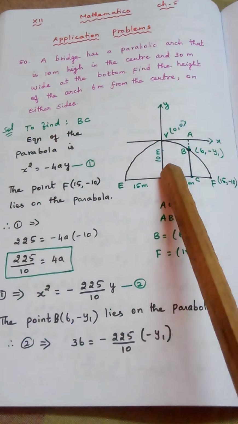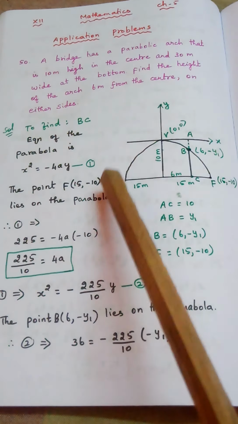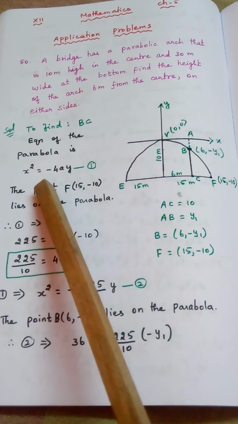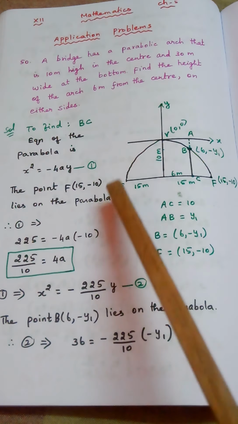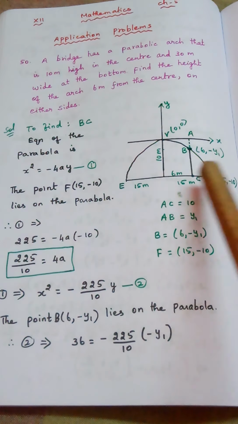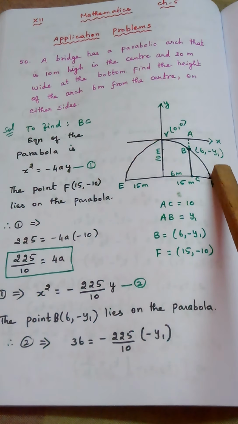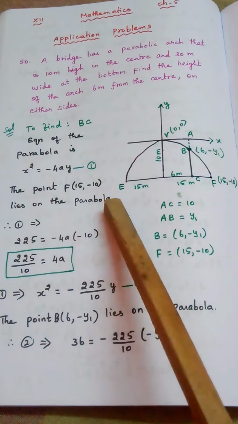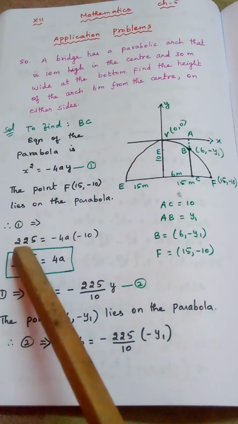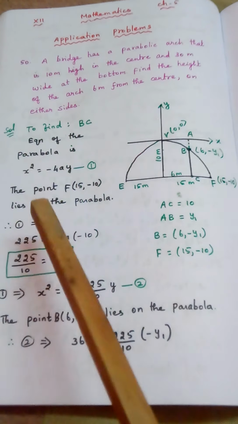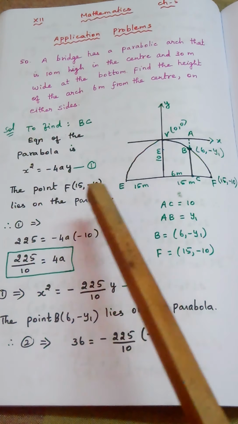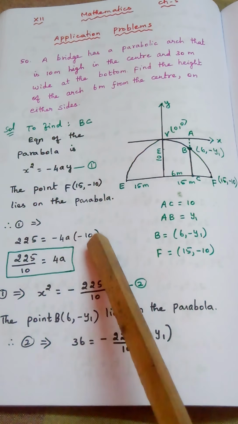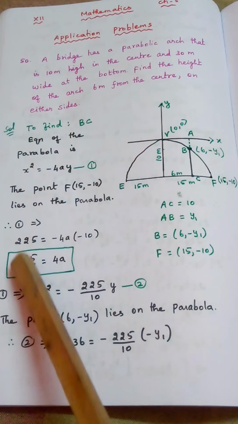Okay, now since this is a parabola, it's looking like a parabola open downwards. Its equation is given by x square is equal to minus 4ay. X square is equal to minus 4ay is nothing but the equation of a parabola which is open downwards. Now see the point F, clearly it lies on the parabola. The point F, 15 comma minus 10, lies on the parabola. So substitute this point in this equation. You know very well, for F, 15 in place of x becomes 225, equals minus 4a, in place of y I should put minus 10. So simplifying, minus minus becomes plus. 4a is equal to 225, bring the 10 to division.